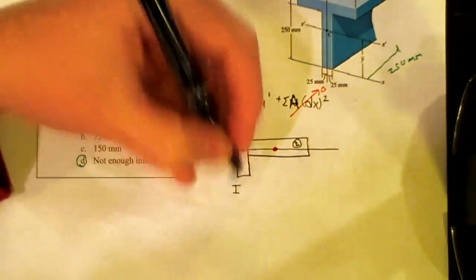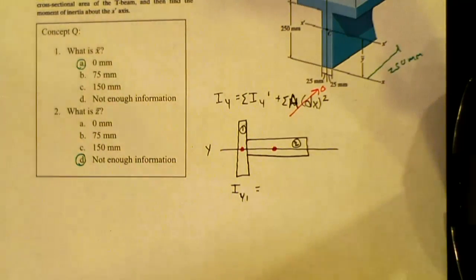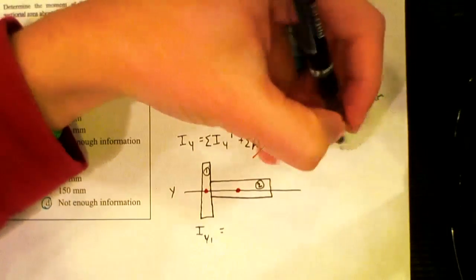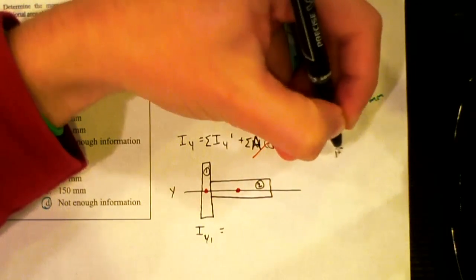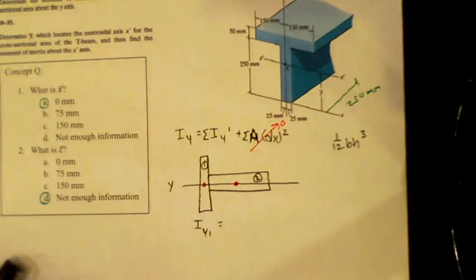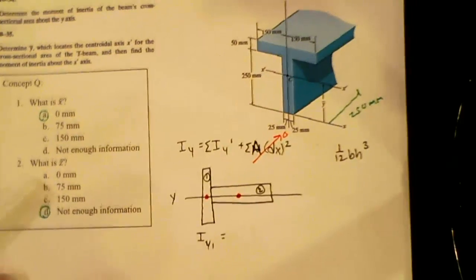So for I1, so Iy1, you guys know what the equation is for the moment of inertia about the centroid of a rectangle? 1/12 BH cubed. Yeah. So I'm going to write it up here, 1/12 BH cubed. I need a piece of paper under this because there's a rubber thing on the table.